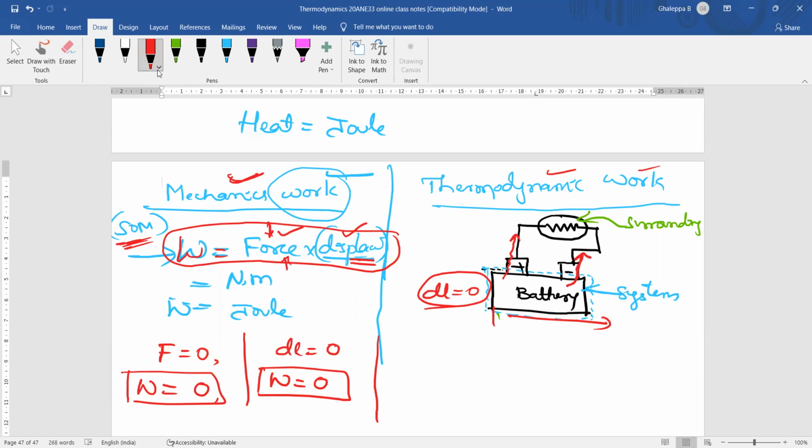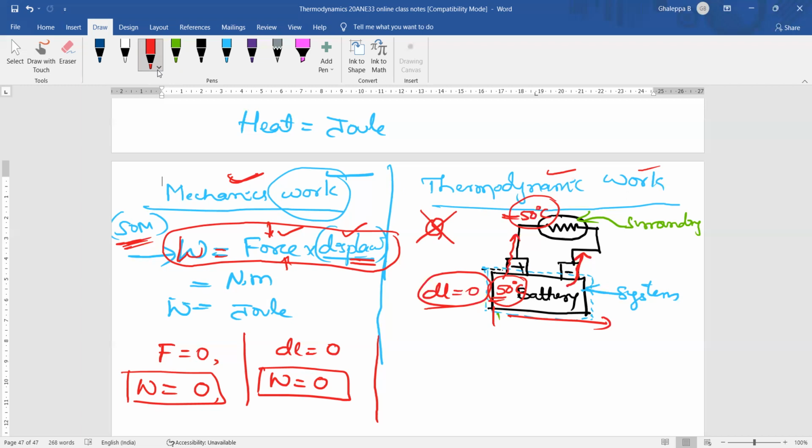And here, the temperature of the resistor is also 50 degrees. The temperature of the battery is also 50 degrees Celsius. So the temperature of the surrounding and the temperature of the system are the same. When the temperature is the same, there is no question of heat. Correct or not? Because heat transfer, heat exchange, always takes place due to temperature difference.